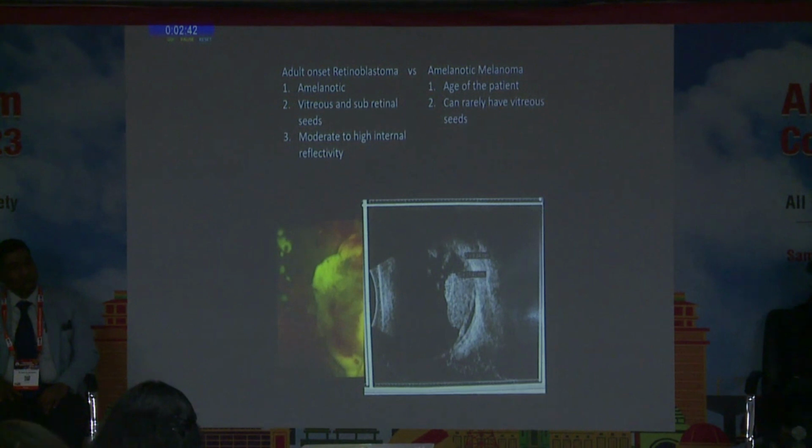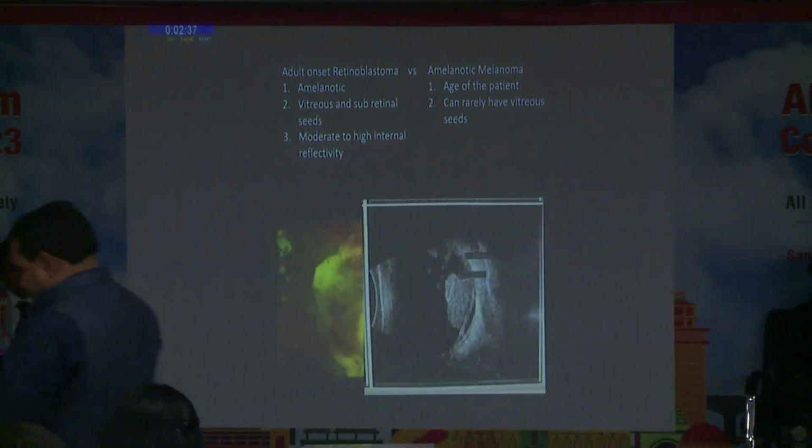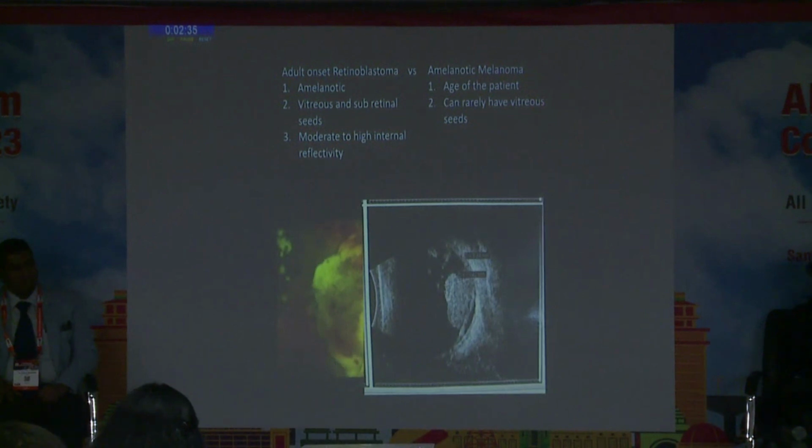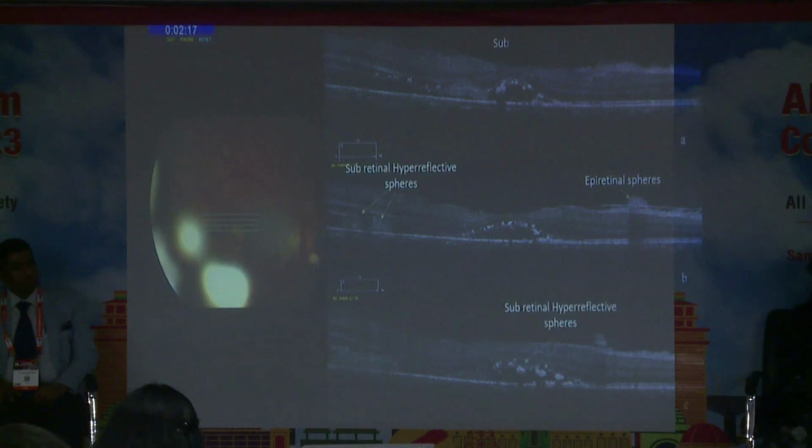At this point, our diagnosis was whether it was an adult onset retinoblastoma or an amelanotic melanoma. Points in favor of retinoblastoma were the multiple subretinal and vitreous seeds, and moderate to high internal reflectivity. So we diagnosed it as a group D retinoblastoma, and went ahead and did an OCT scan, which showed us the same, the subretinal as well as the epiretinal spheres, with minimal subretinal fluid in the macula.